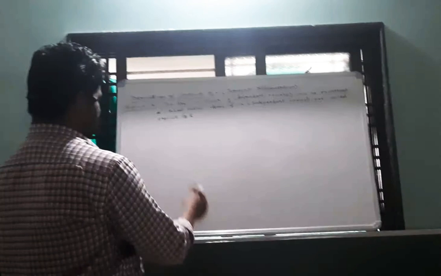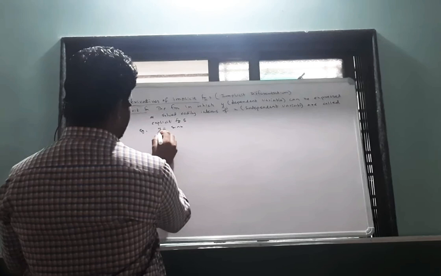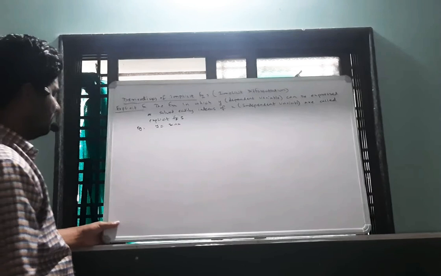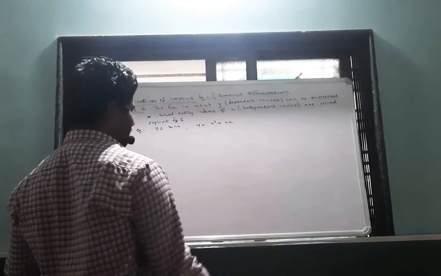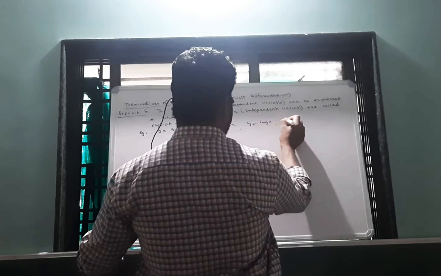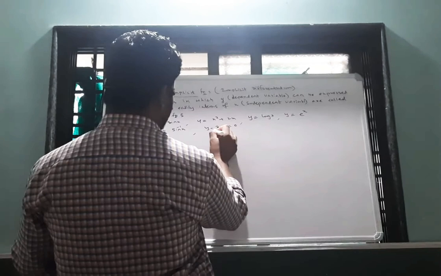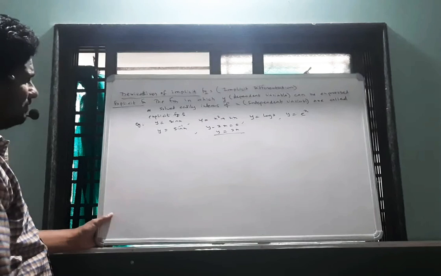An example is y equal to sin x. Here y is directly expressed in terms of x, y depends directly on x. So this is called an explicit function. y equal to x square plus 2x is also an explicit function. We can take y equal to log x, y equal to e raised to x, and y equal to x plus 2x as explicit functions too. These are all explicit functions where y can be expressed easily in terms of x.